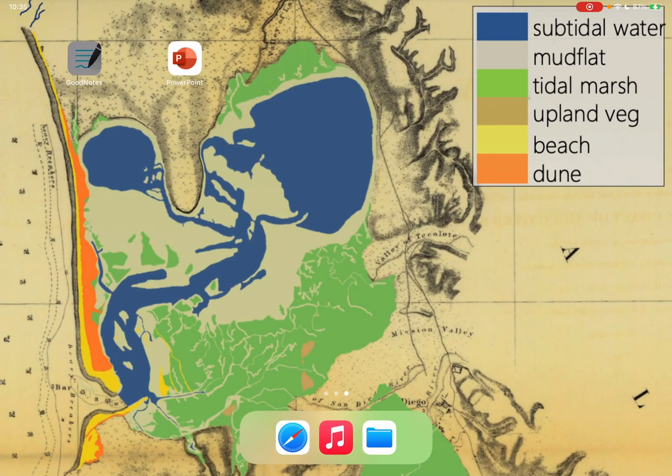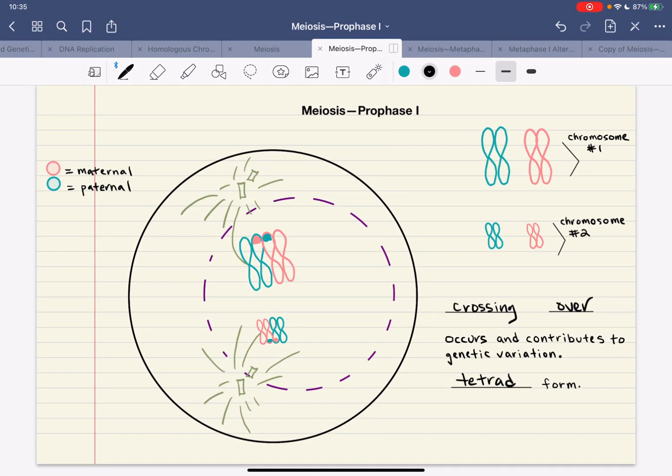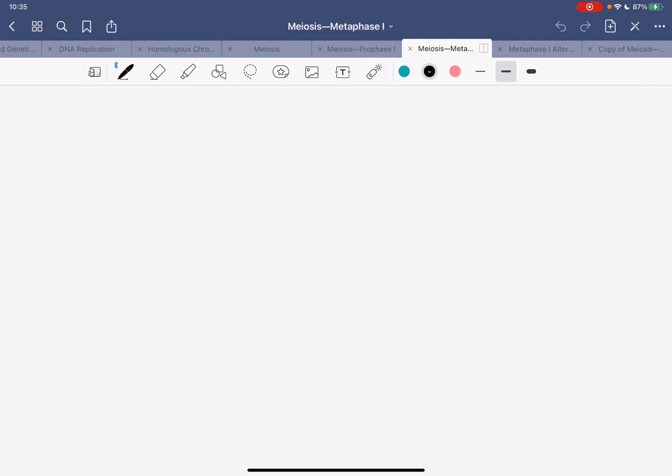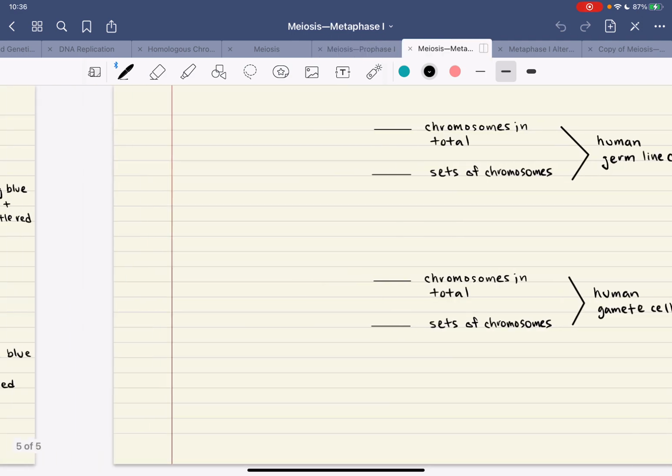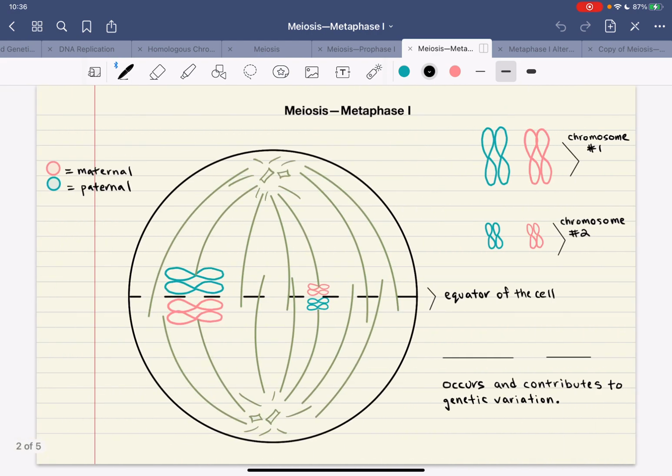Now we're ready for metaphase of meiosis 1. And this is that other phase that's important. It's the most important one. So moving forward, here we go.